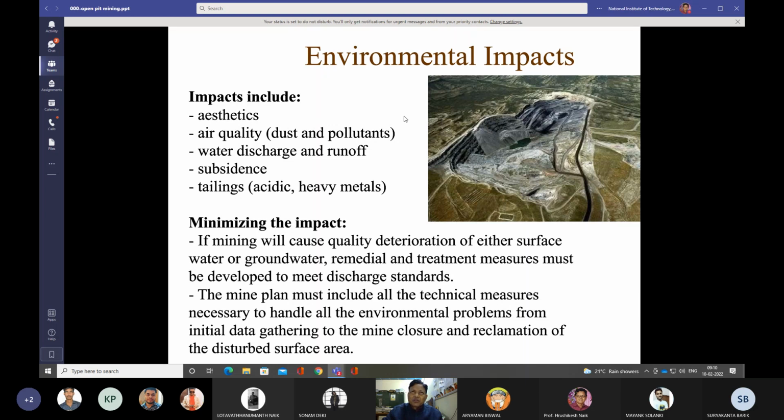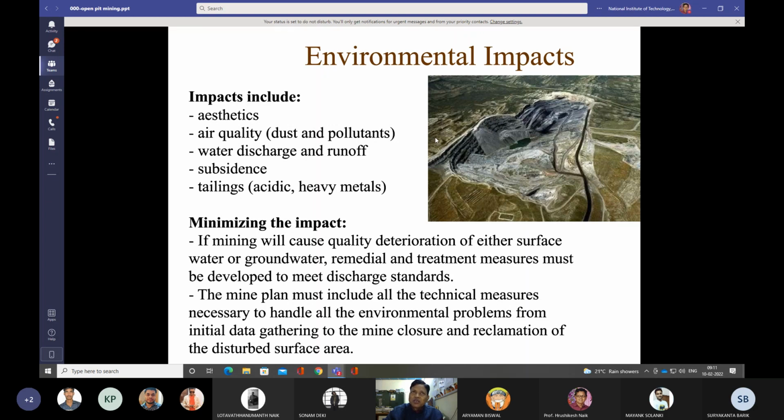Because of opencast mining, it affects the aesthetic beauty of the land surface. The impact of environmental parameters on the surface mining method is that after the mining is done, the beauty of the earth's crust is destroyed. Aesthetic beauty of the earth is damaged, and the air quality is also deteriorated because of the dust and pollutants which are emitted to the atmosphere. Air quality is also getting affected. Air pollution is there because of the dust and pollutants emitted to the atmosphere.